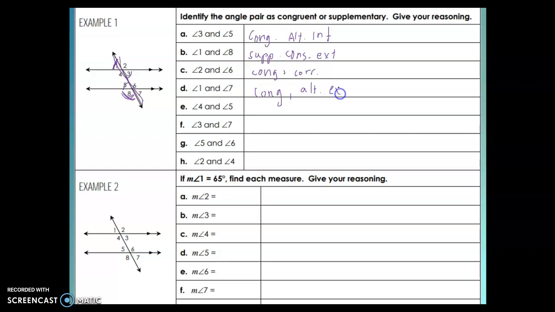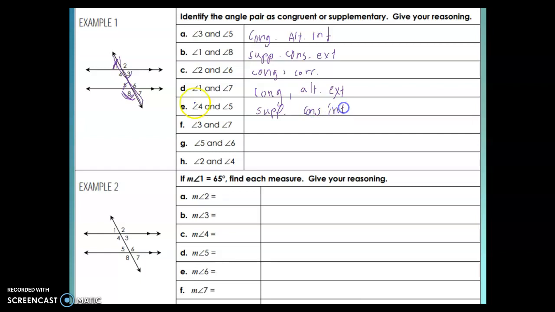Now keep in mind that these rules about congruent and supplementary only apply to parallel lines cut by a transversal. Not all lines cut by a transversal, just the parallel lines cut by a transversal. Can we apply these rules of congruent and supplementary? 4 and 5 are supplementary. If you take a look at them, you'll see that one is acute and one is obtuse. And the reason being they are consecutive interior angles.